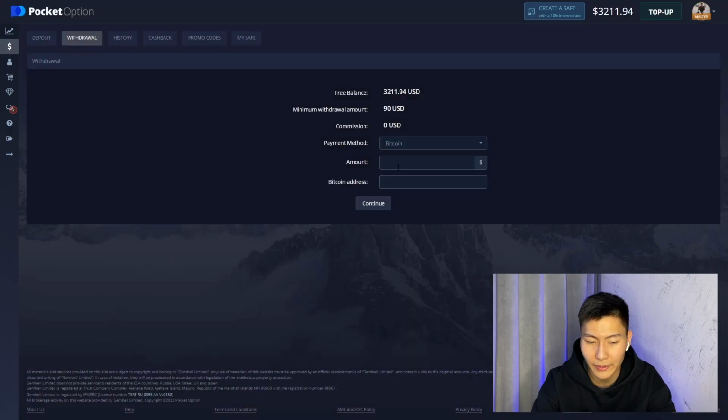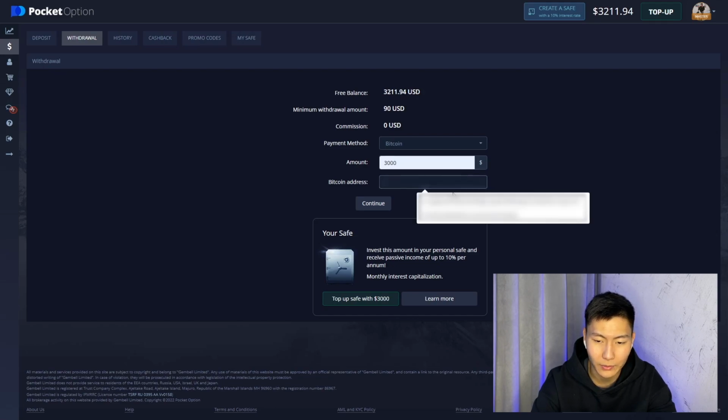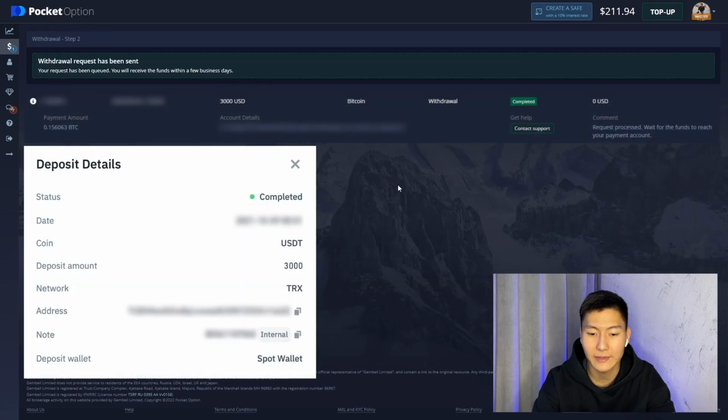Let it be $3,000 to my Bitcoin wallet. Press the continue button. That's it, guys. Our transaction has been processed. I will touch the screen where it's done.